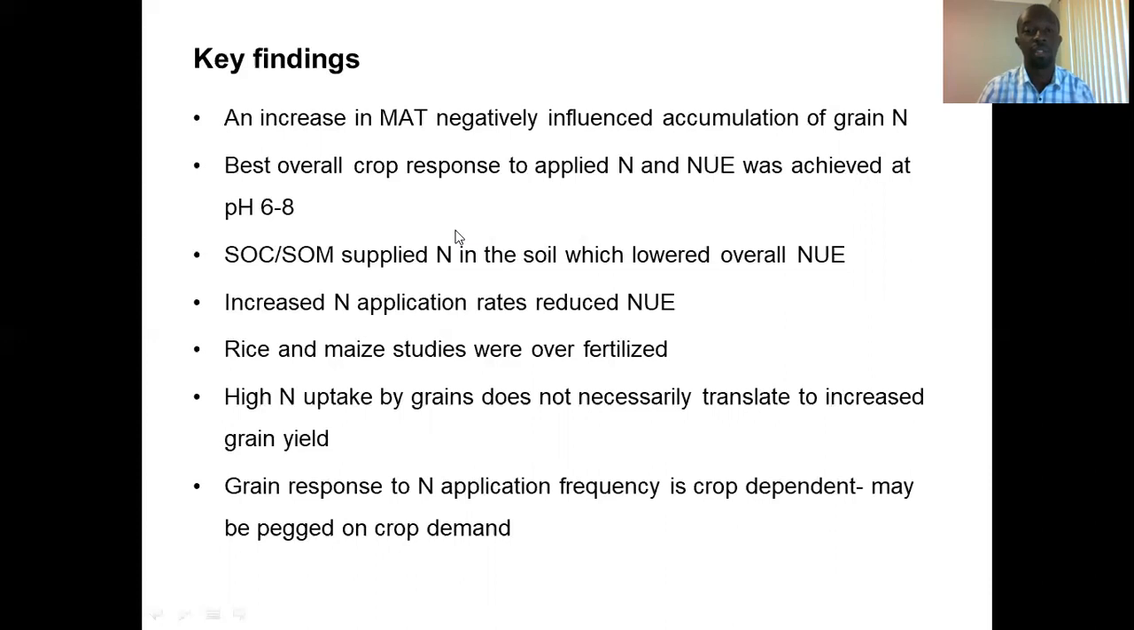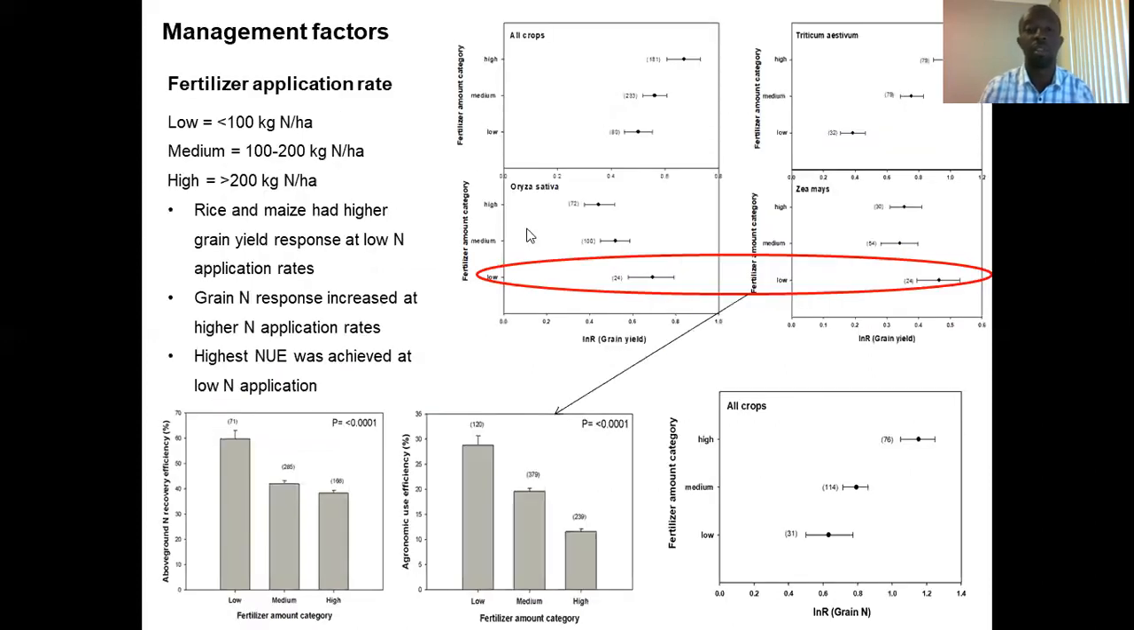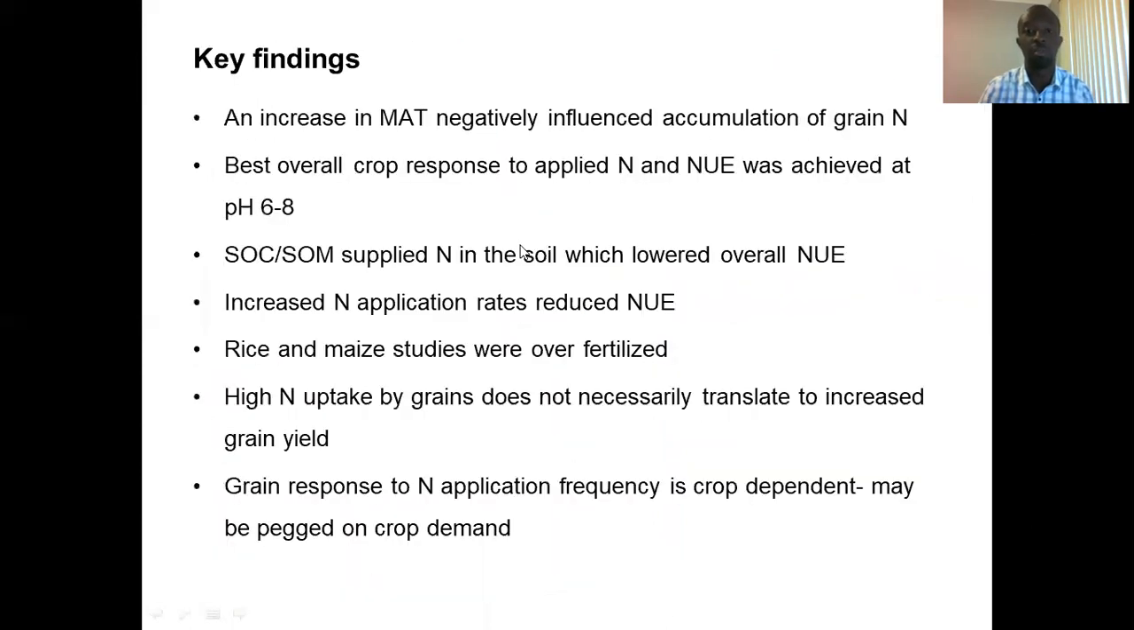For the rice and maize studies, we saw they were over-fertilized, and this can be explained here. So we are having low application rates below 100 kilograms nitrogen per hectare giving the highest response. But then we have high applications which do not give a high grain yield response, meaning those studies could have been over-fertilized. And then high uptake of grains does not necessarily translate to increased yield.